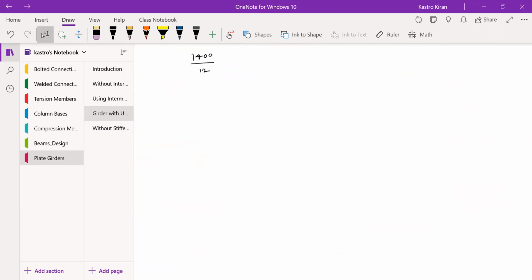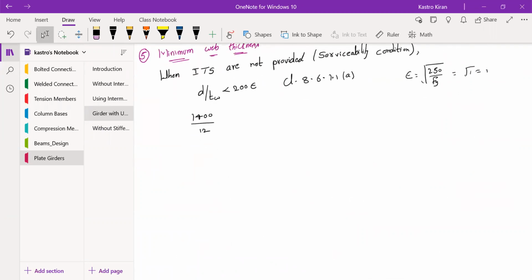So therefore, the ratio will be 1400 upon 12, which will give you 116.67. Okay, 116.67, which is less than 200. So therefore it is safe. So the size of the web which you have provided is sufficient.